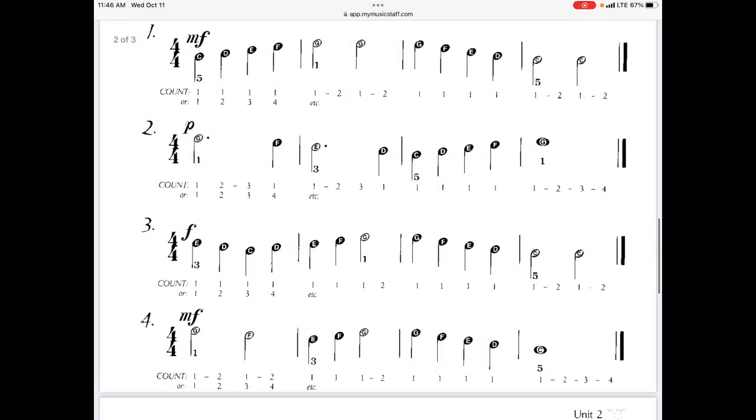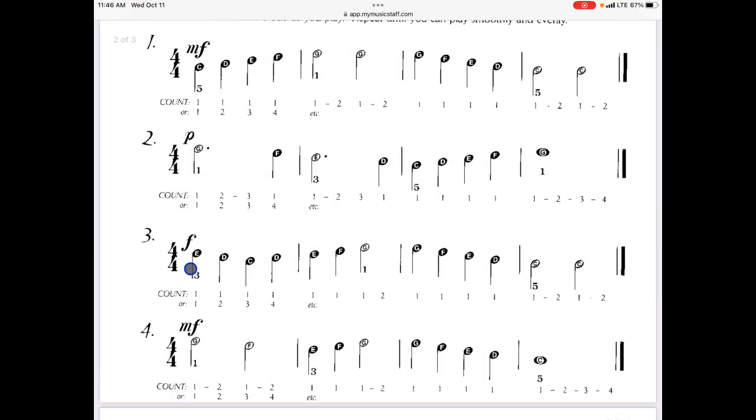For the third exercise, you will be starting with your third finger. So your third finger is what's going to start it, and you are going to go 3, 4, 5, 4, 3, 2, 1, 1, 2, 3, 4, 5, 5.